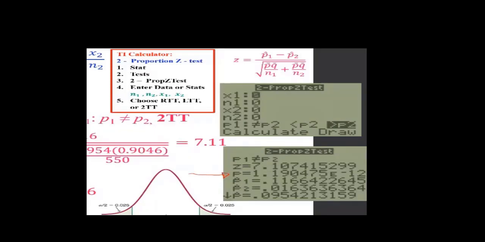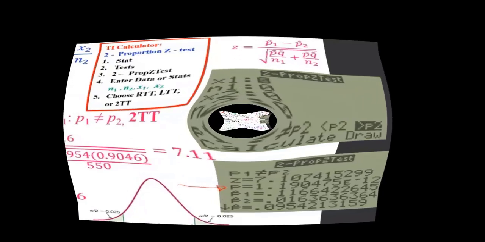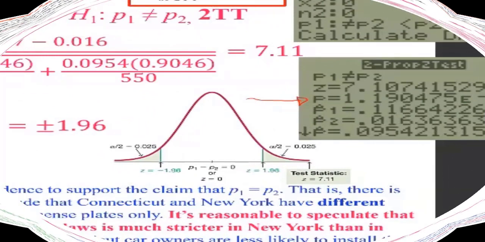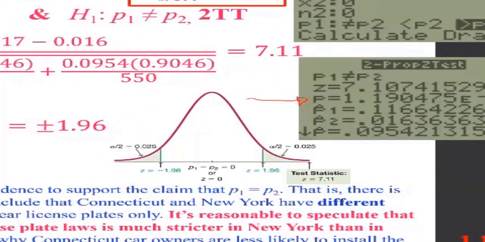And I hope it makes sense, because what is the p-value equal to? The p-value for a right-tail test is the area to the right of the test statistic. Because it's a two-tail test, the same thing times 2. To the right of 7.11, you shade that and you multiply it by 2 because it's a two-tail test.